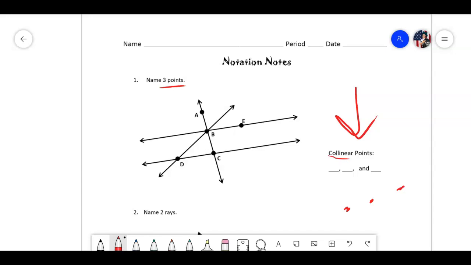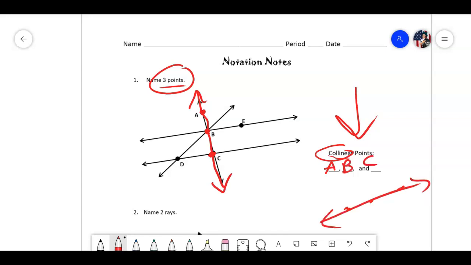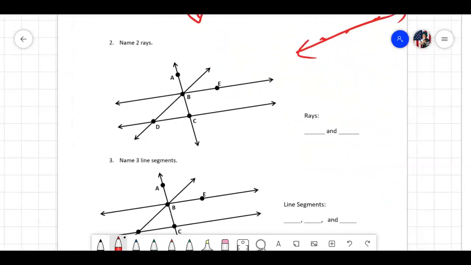Okay, and what did you get? Okay, everybody got A, B, and C so far? A, B, E would not be collinear. They would be three points, but not collinear points. So if they're going to be in a straight line in this picture, it's got to be A, B, and C. Make a straight line. Okay. Everyone understand what the word collinear means? Cool.